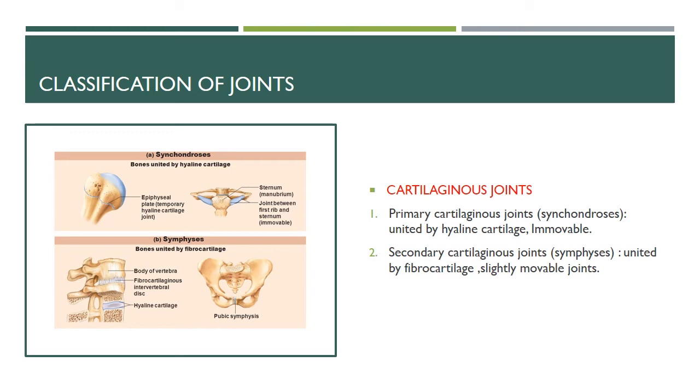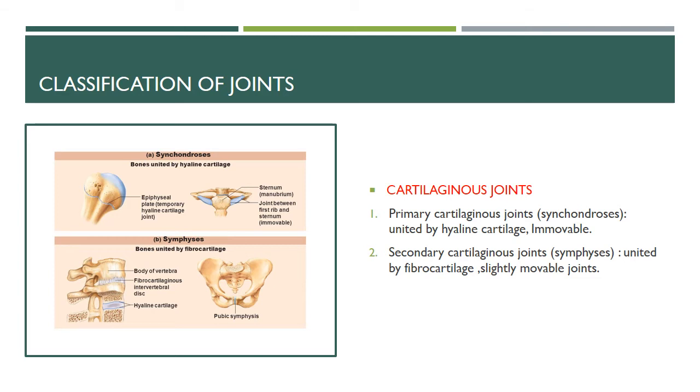Primary cartilaginous joints are synchondrosis, meaning it is almost an immovable joint. These are connected by a hyaline cartilage. An example is the first sternocostal joint between the first rib and the manubrium.